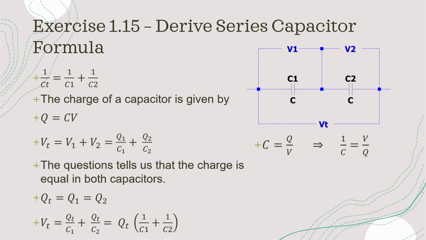Now if we rearrange this equation to get C by itself, we get Q over V. So we have the two variables that we need. We've got V on this side and we have Q on this side. So if we want to get 1 over C, it is V over Q. So if we bring this Q to the other side of the bracket, so that's V divided by Q, we get 1 over Ct is equal to 1 over C1 plus 1 over C2, which we've arrived at.